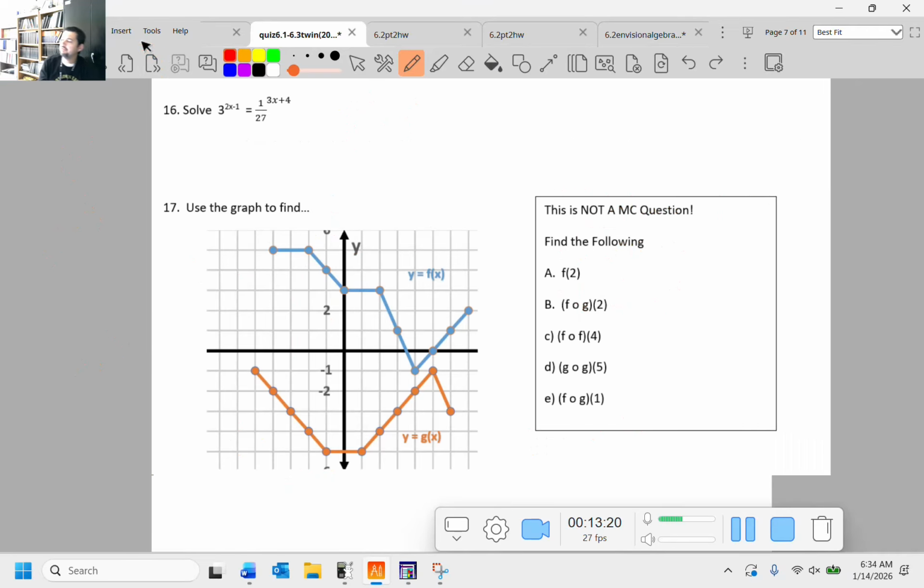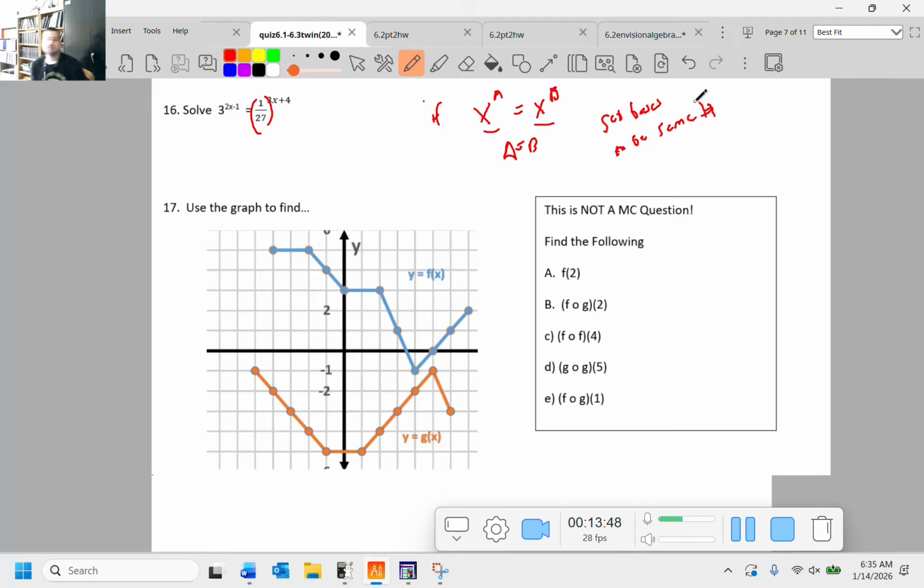All right, solve 3 to the 2x minus 1 equals 1/27. I wish I had a set of parentheses around that. I didn't put one in there. So the property here is if some x has an exponent of a, and it's equal to some x with an exponent of b, then a is b. So your task here is to get the bases to be the same number.